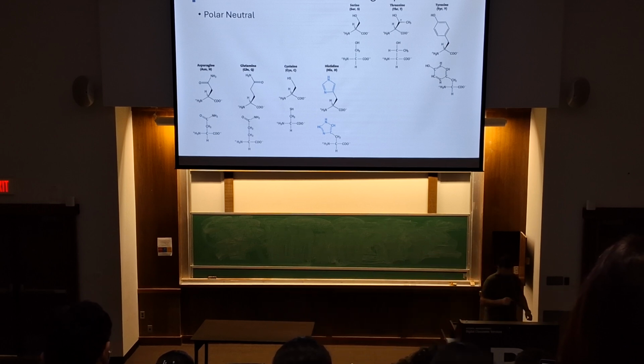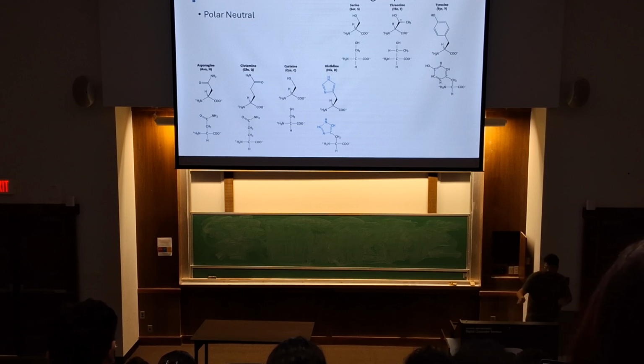So here we have some important ones: serine, threonine, and tyrosine, which we'll talk more about in just a minute, and asparagine. So these four are critical for any protein. We also have glutamine, cysteine, and histidine, right? So histidine is also important. We'll get to that. I have a slide here with all of the notable amino acids.